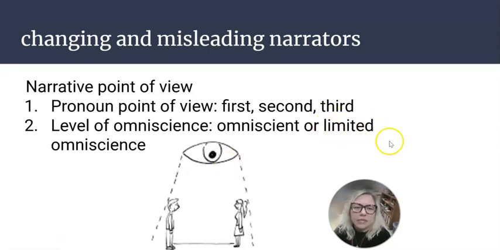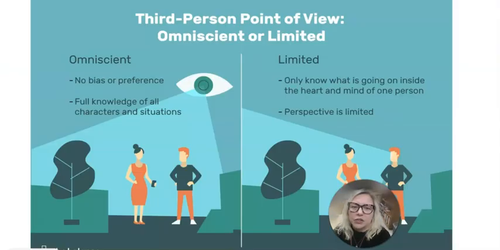If it's limited in omniscience, that means that the narrator, the third person narrator, only can access the thoughts of one character or maybe a couple of characters. And so it's kind of stuck inside of one character or maybe two characters' heads for the most part. It doesn't do a lot of mind jumping and telling us a lot of different thoughts from a lot of different characters. So here's another visual to help you understand the difference between omniscient and limited.